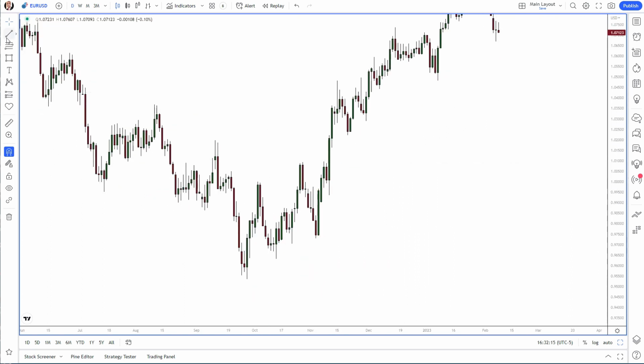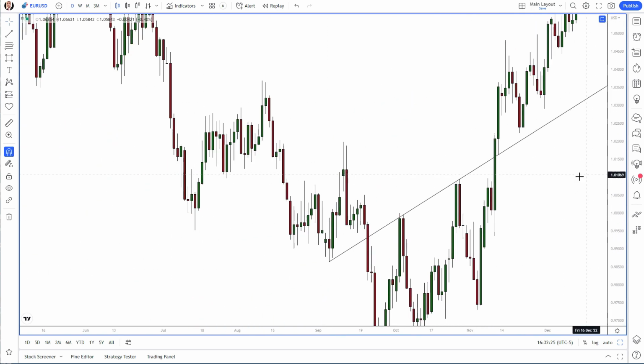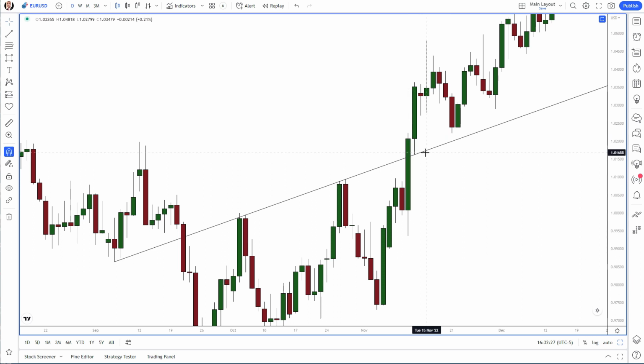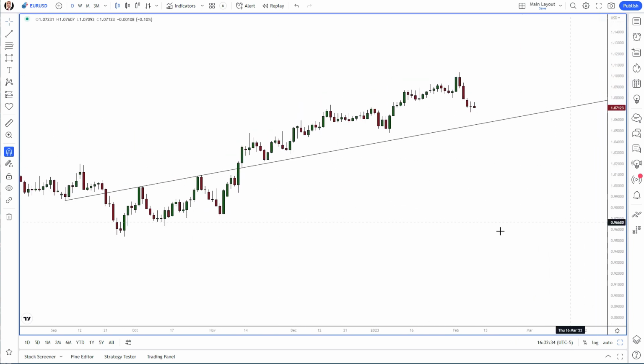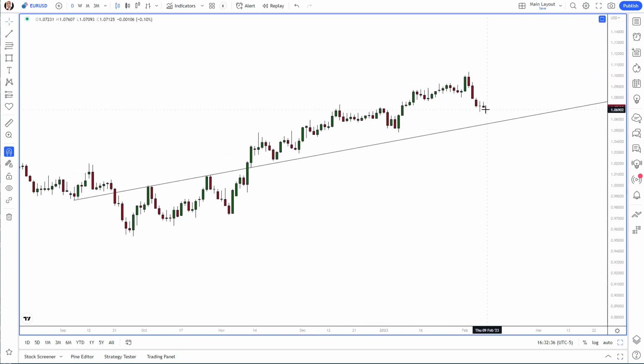So again, I'm going to take this low right over here, and I'm going to connect this one and this one. If you look closer, you can see when there was a break, the market pulled back and found support here. But we're going to wait for this one to potentially come down and maybe take a long opportunity here.